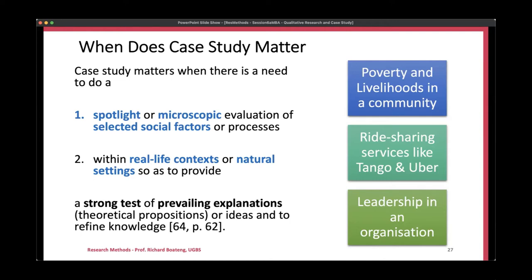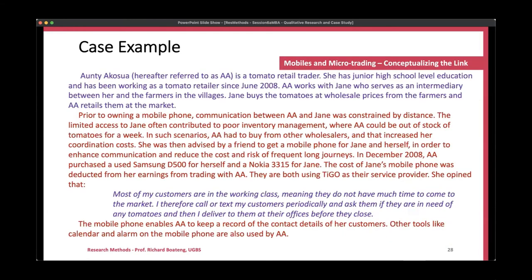An example could be that I could do a study in a community where I'm looking at poverty and livelihoods. Or I could look at ride-sharing services like Uber. Or I could do a case study where I focus on leadership and organization in a particular period. Now, let's take this example. This is a case study which depicts how micro traders use mobiles to engage in their market activities.